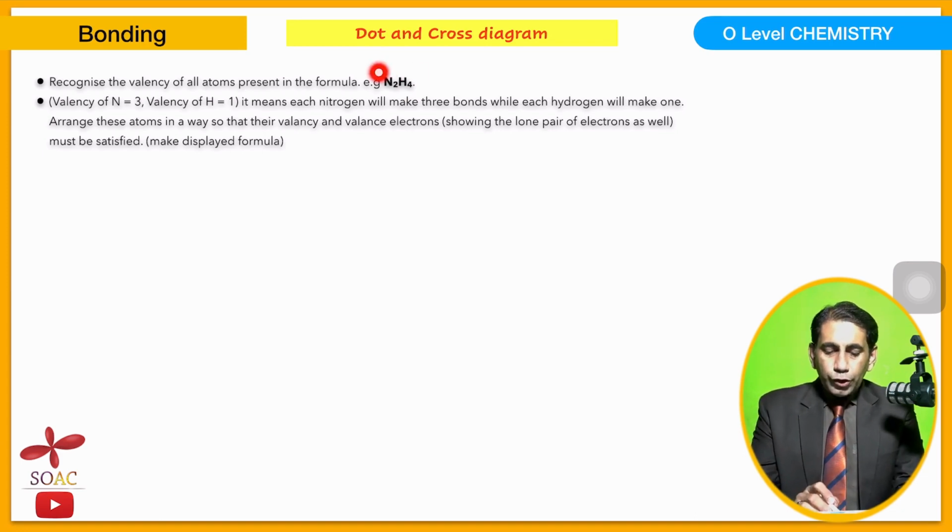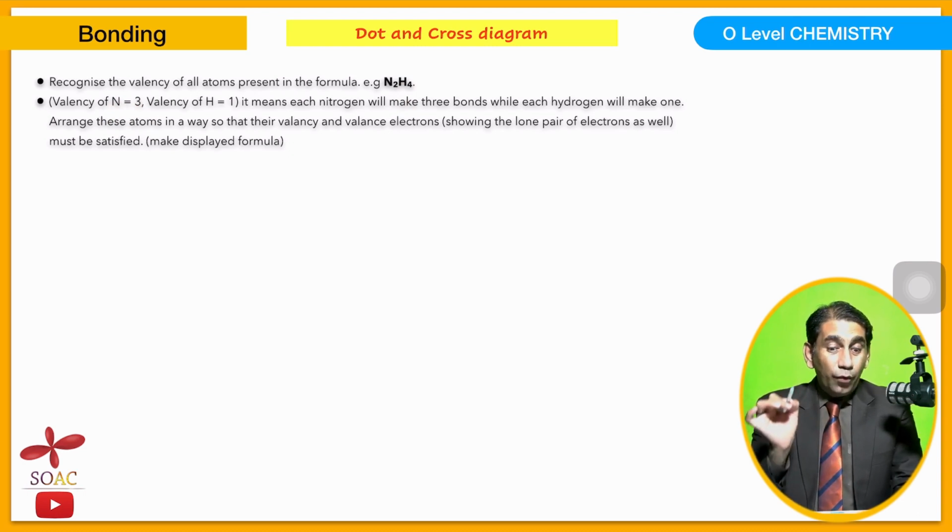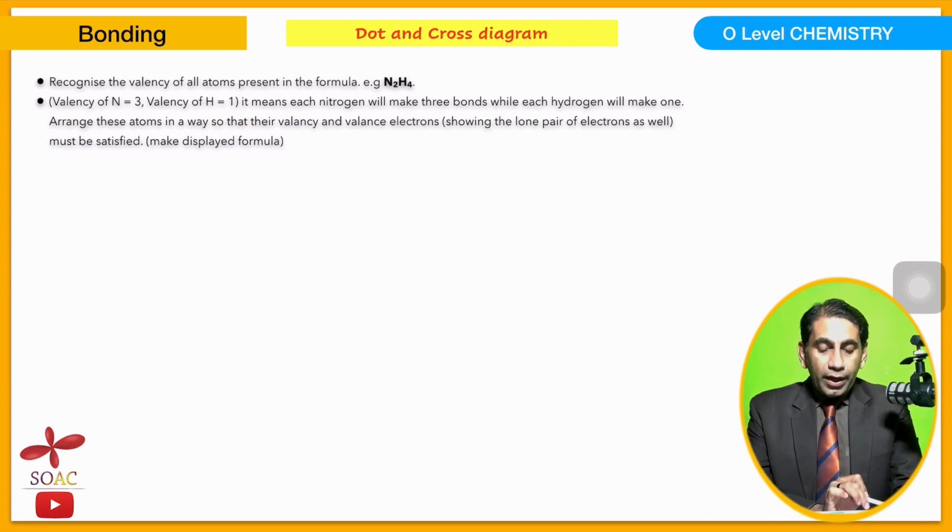First of all, we should know the valencies of these two types of element: nitrogen and hydrogen. We know that the valency of nitrogen is 3, meaning nitrogen can make 3 covalent bonds around it, and hydrogen can make only 1 covalent bond around it.